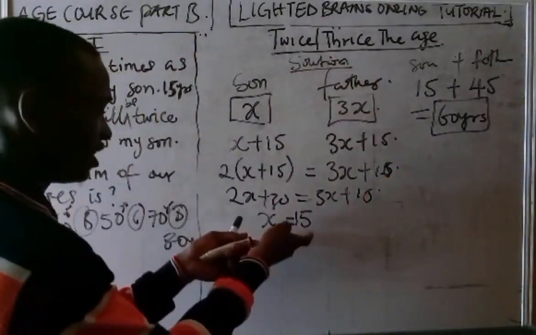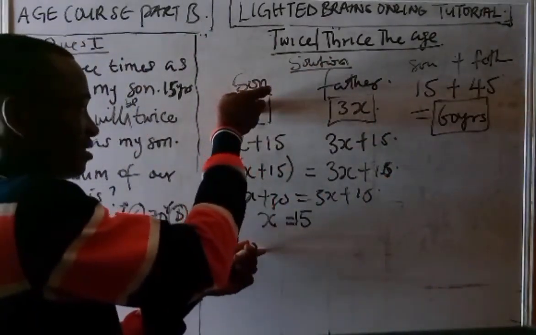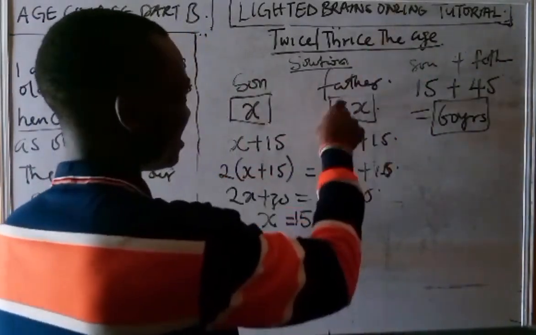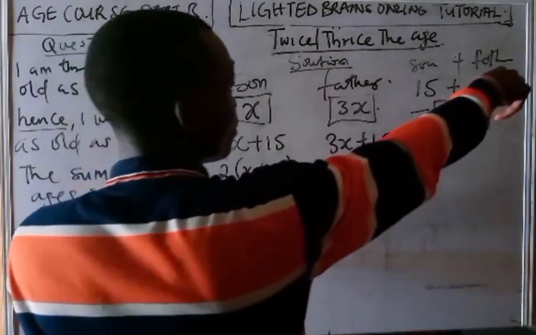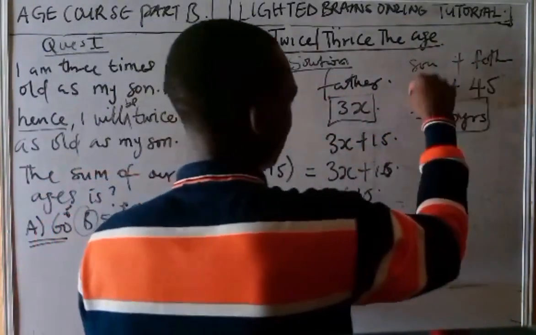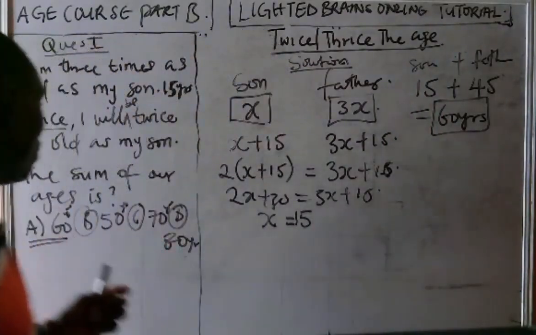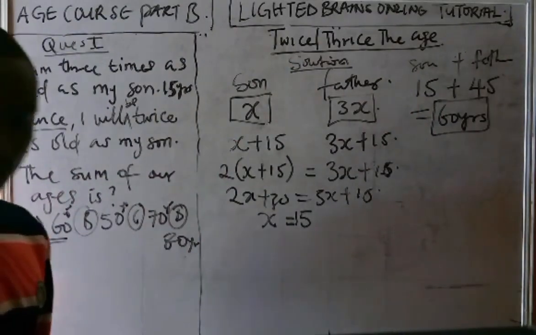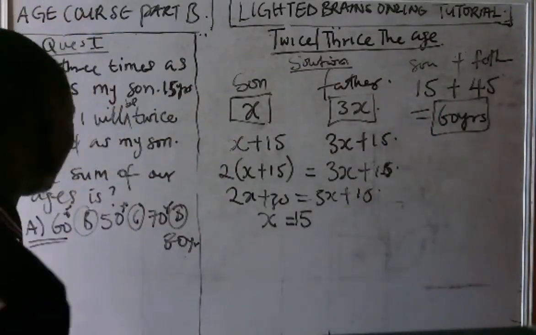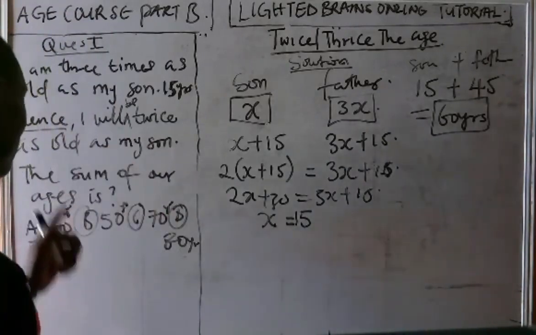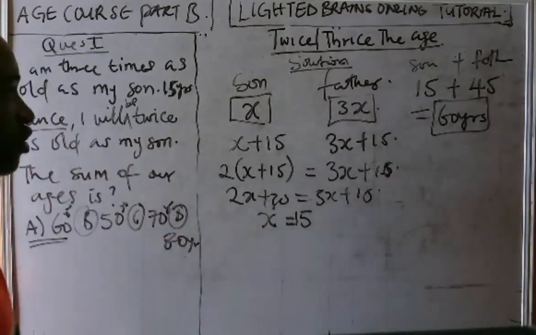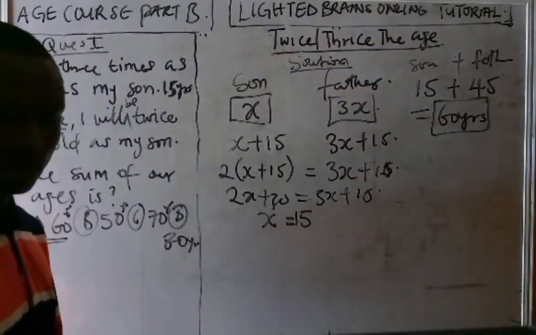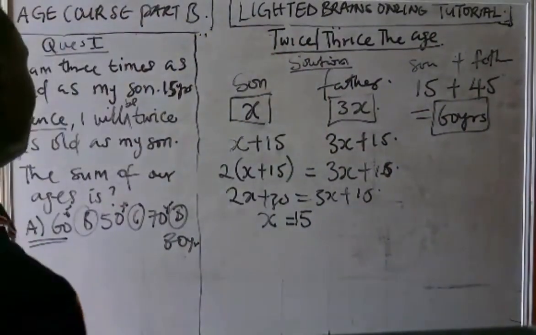So after getting x as 15, you replace x with 15. Son's age is 15. Then the father's age is 3 times x, which is 3 times 15, giving us 45. So 45 plus 15 will give us 60 years. So the summation of their ages will be 60 years. So again, they asked you to find the present age of the son. This is the answer, 15 years. The father's age is 45 years. So that is that. Now let's move to another question.